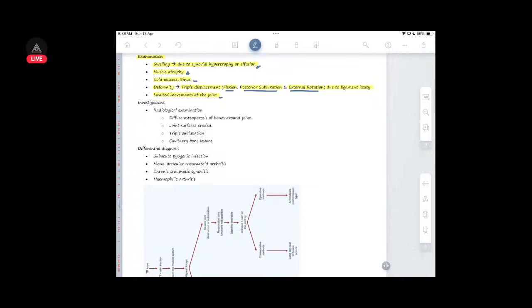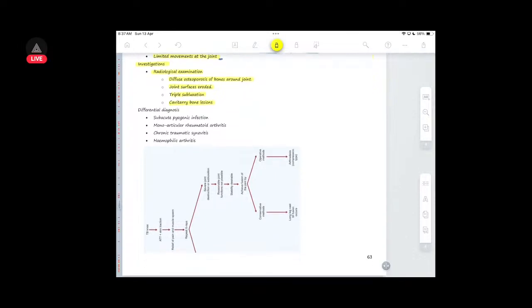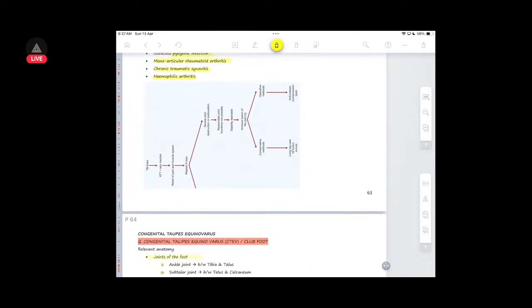So investigations, you have radiological investigations, which show diffuse osteoporosis of the bones around the joint. Joint surface will be eroded. There will be triple subluxation and cavitary bone lesions. Bone lesions with cavity will be seen. Differential diagnosis: pyogenic infection, monoarticular rheumatoid arthritis, chronic traumatic synovitis, and hemophilic arthritis.